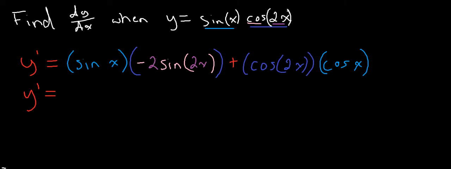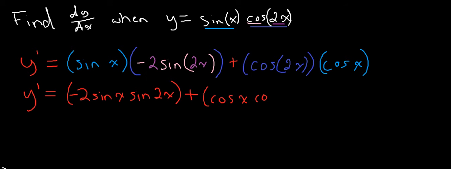So I'm going to see that we're going to get a negative 2 times, well, a sine times a sine is a sine squared. Actually, we can't really do that because this is sine x, this is sine 2x. So we're just going to get negative 2 times the sine of x times the sine of 2x. And we're going to add that to the cosine of x times the cosine of 2x. I'm going to have to mark all of that right there.